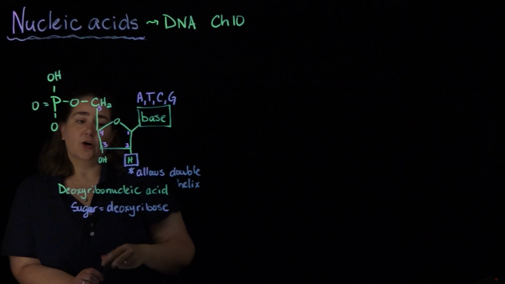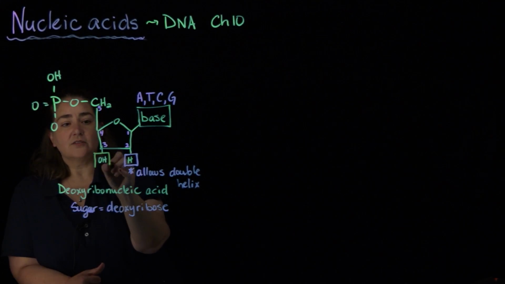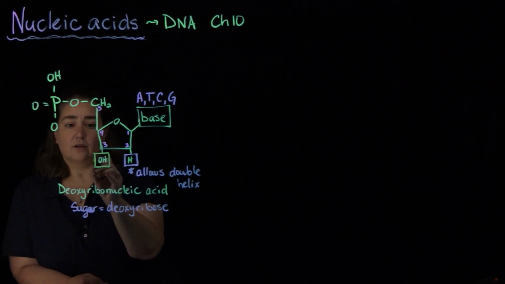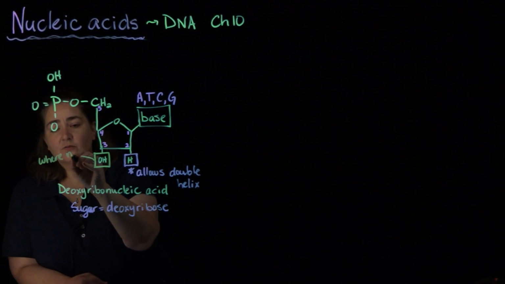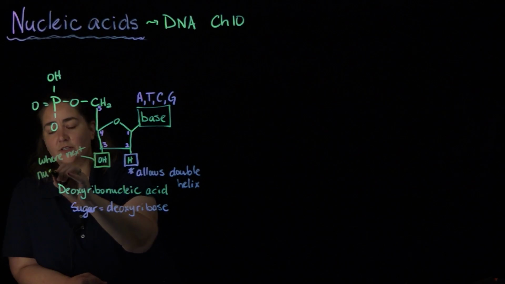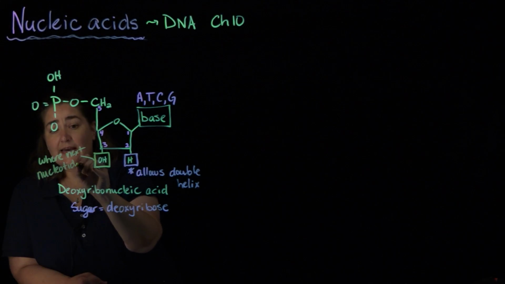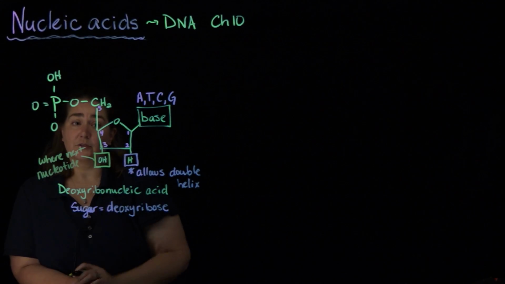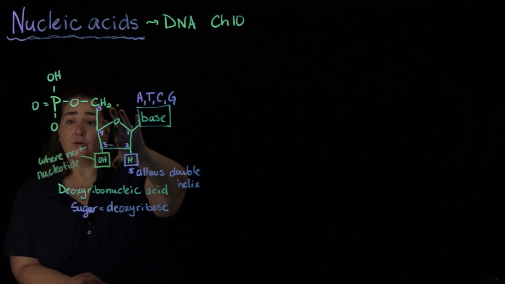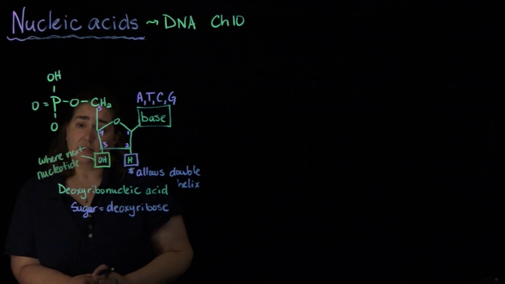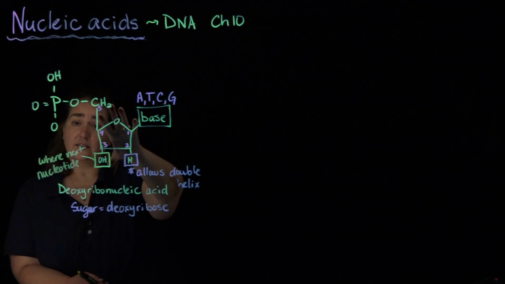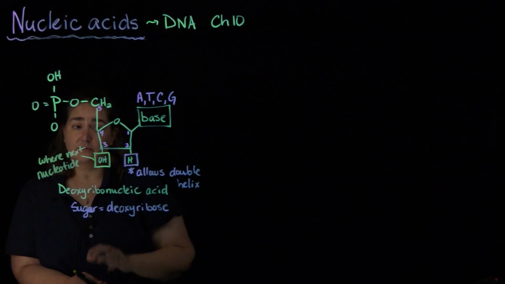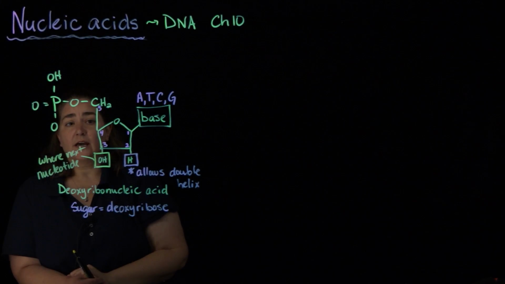We've got our 3' carbon here. This is also going to be an important structure. This is where the next nucleotide would be added in making our polymer, okay? Because remember, the monomer is the individual unit, the monomer is the nucleotide, the polymer is going to be the DNA strand. That's going to be lots and lots of nucleotides strung together, all right? And that's where our next one's going to happen.